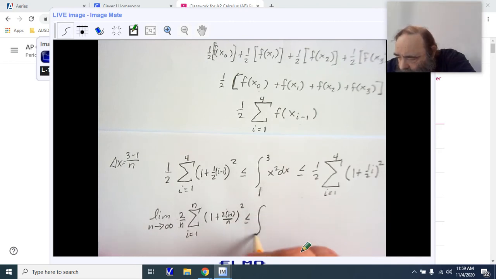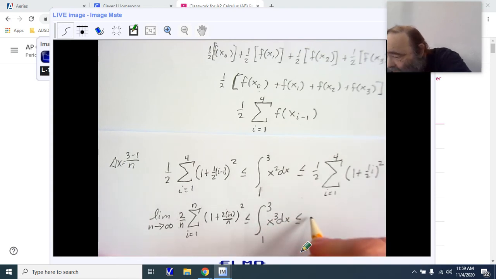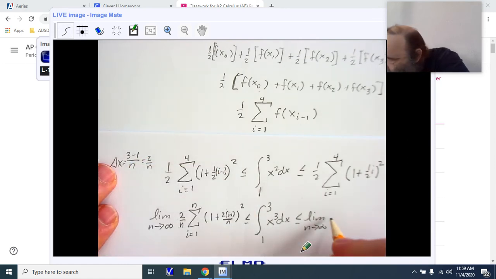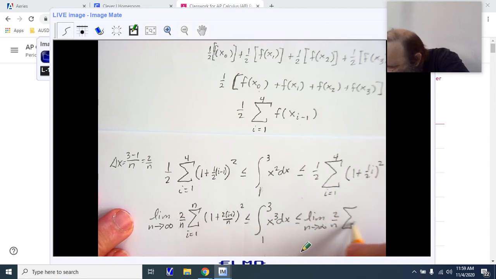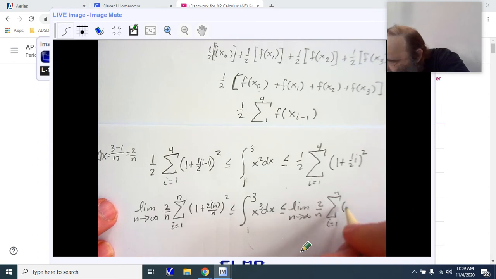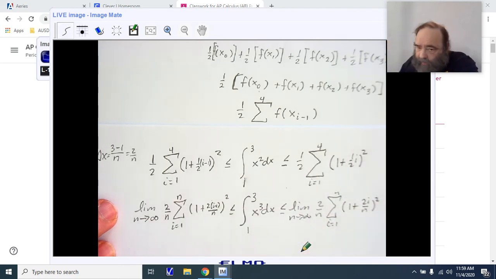Less than or equal to the integral of 1 over 3 x cubed dx, less than. Now on the other side, the same thing is going to happen. Remember, we still have 2 over n here. So I'm going to have 2 over n, the summation as I goes from 1 to n. But now I have only 1 plus 2i over n squared.